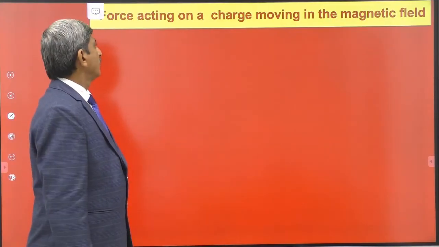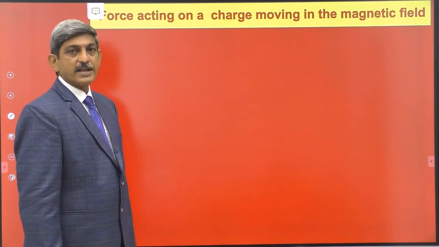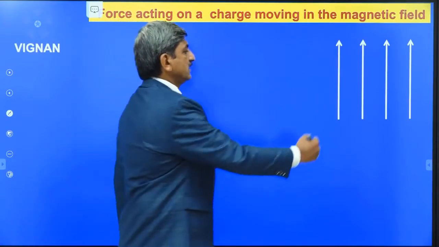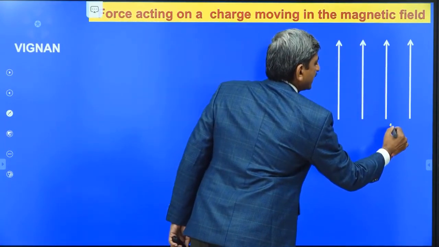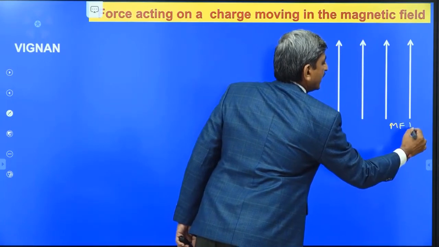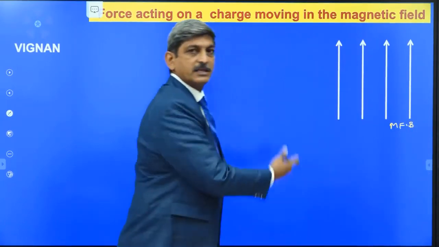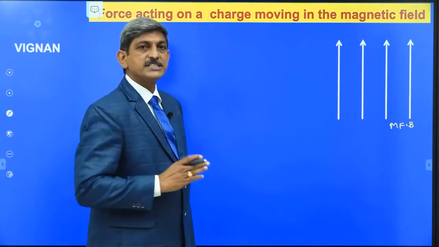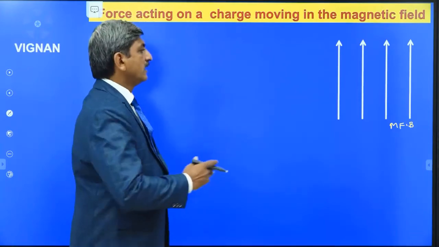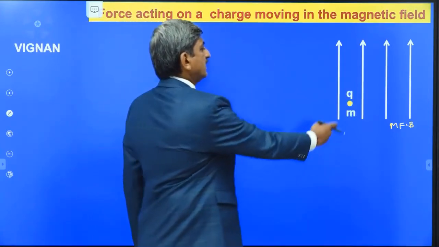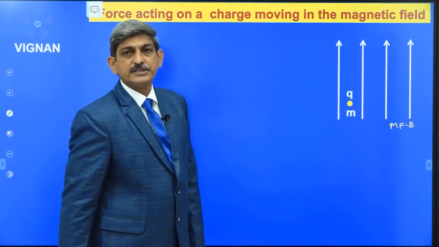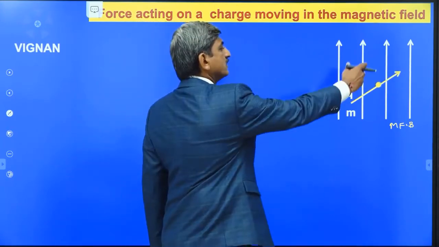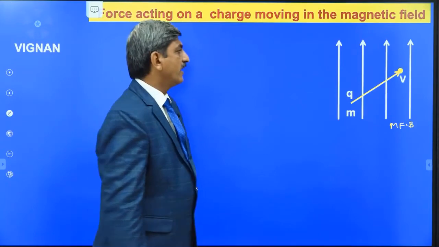Now come to the force acting on a moving charge in the magnetic field. Look at the screen. Let it be the uniform magnetic field of induction B. It is represented by straight arrows with equal spacing, which indicates the uniform magnetic field. Inside that uniform magnetic field, let us consider a particle of mass m carrying a charge q. Suppose the charge is moving inside the magnetic field with velocity v.